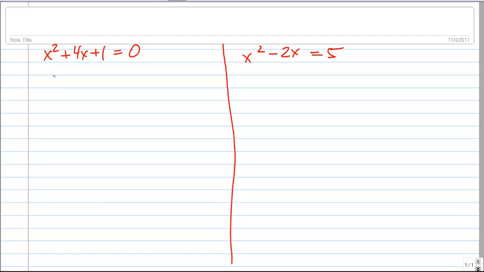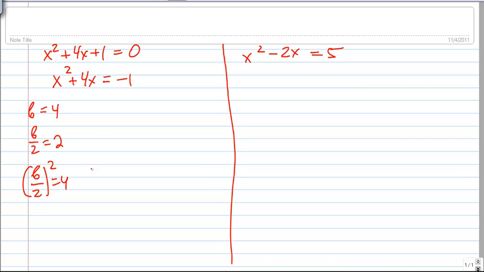As the first step, we will single out the binomial, getting the free term on the other side, and do our little table here. B in this case is 4, half b is 2, and half b squared is 4. This is what we need to add to both sides of the equation, so it's balanced. By doing this, we obtain the perfect square trinomial right there.